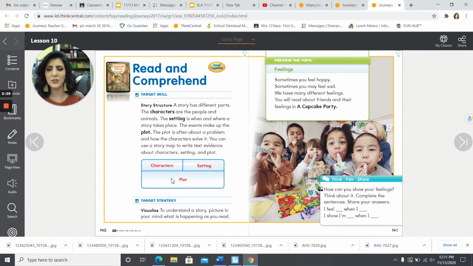So it says another strategy is we want you to practice visualizing this week. To understand a story, you sometimes have to picture it in your mind as to what is happening as you read. It will help you comprehend and understand the story better.